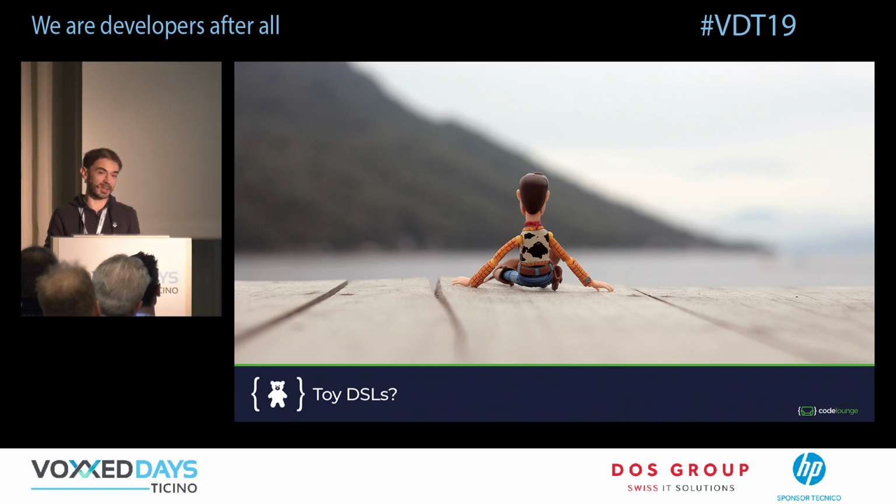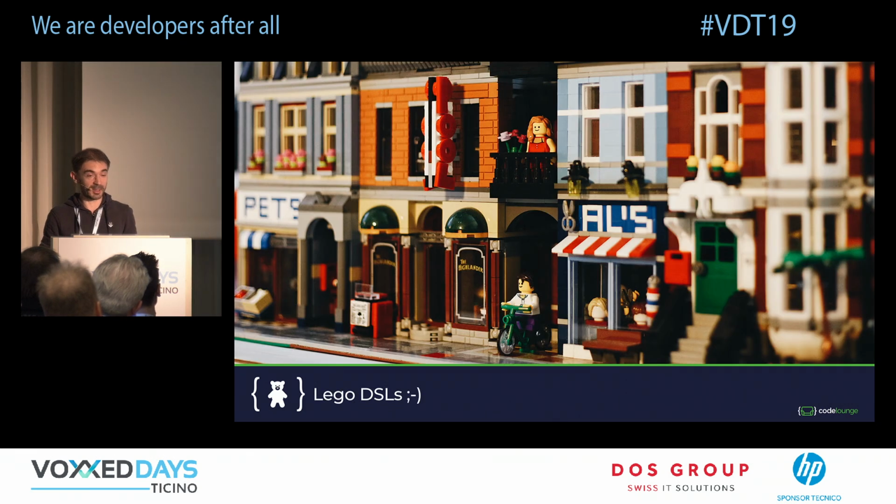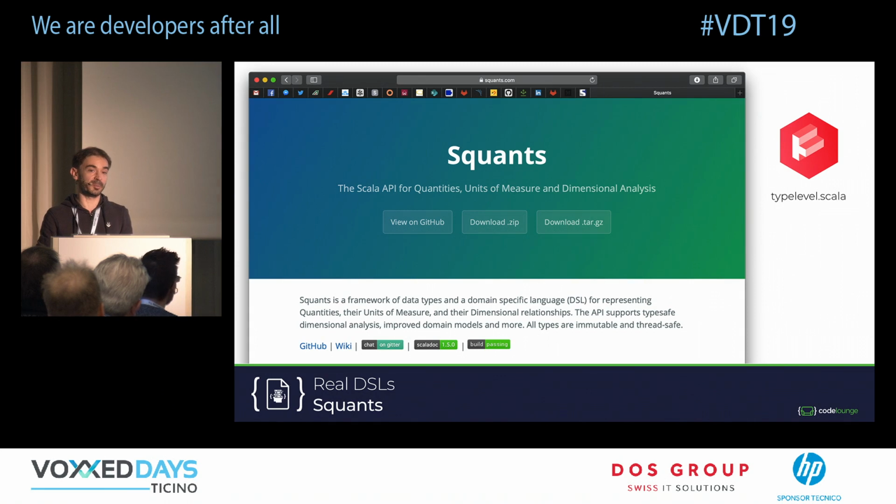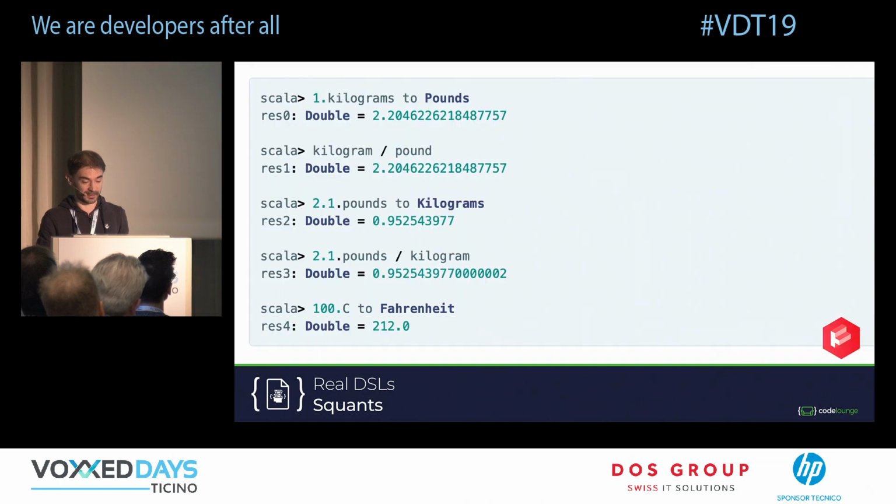Okay, you may think that what I presented are simply some kind of toy DSLs. It's true. What I've done is just a toy DSL, or a particular kind of toy. It's like a Lego DSL. What do I mean? That really these are simply very, very little building blocks that are actually used in real, daily APIs in Scala. This is one of my favorites, for example, for quantities, units of measure, and dimensional analysis, developed by Typelevel. It's called Squants. And it's actually very, very effective in doing this. I will give you some examples of how effective this is.